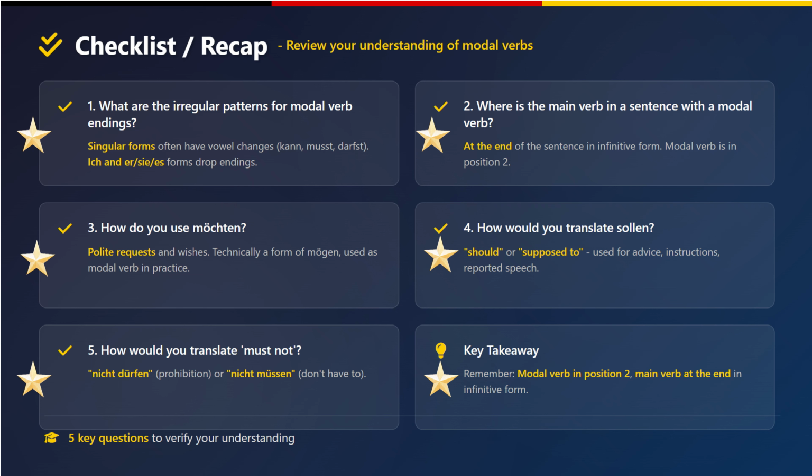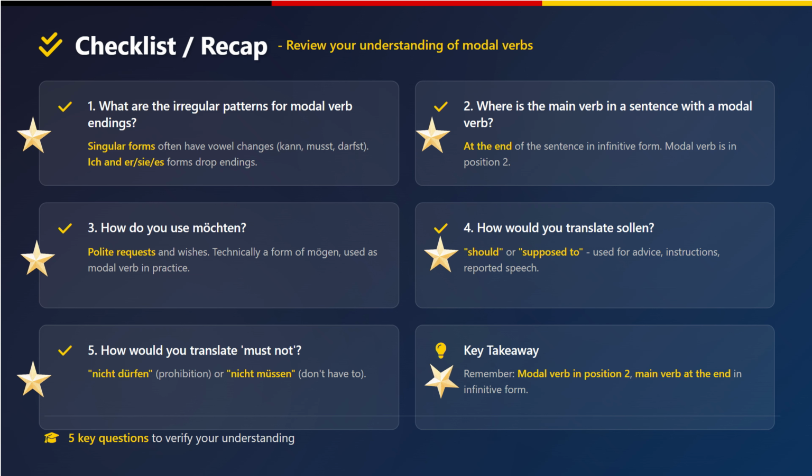It is a form of mögen. How do you translate sollen? Should or supposed to, for advice or reported speech. How do you translate must not? Nicht dürfen for prohibition or nicht müssen for don't have to.